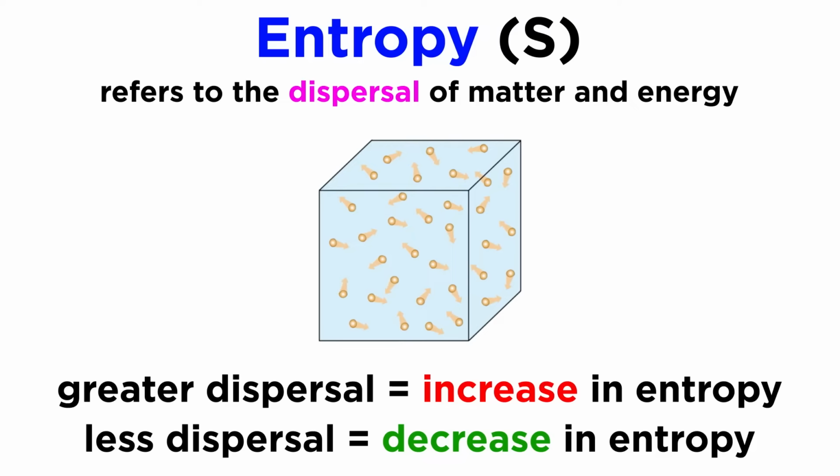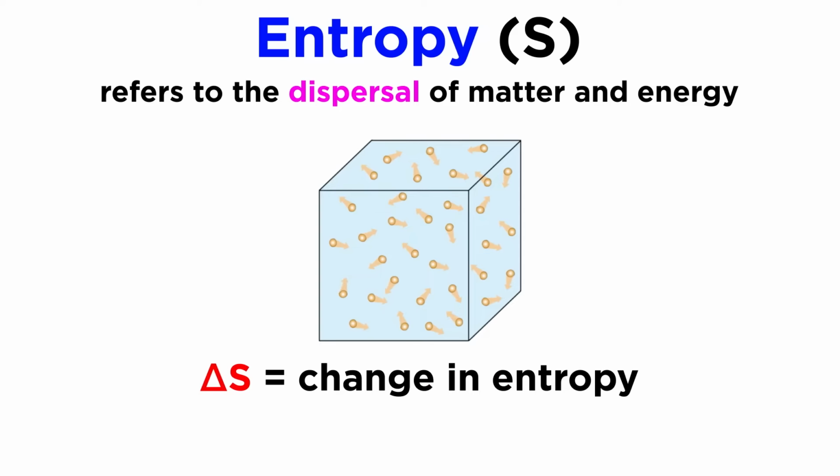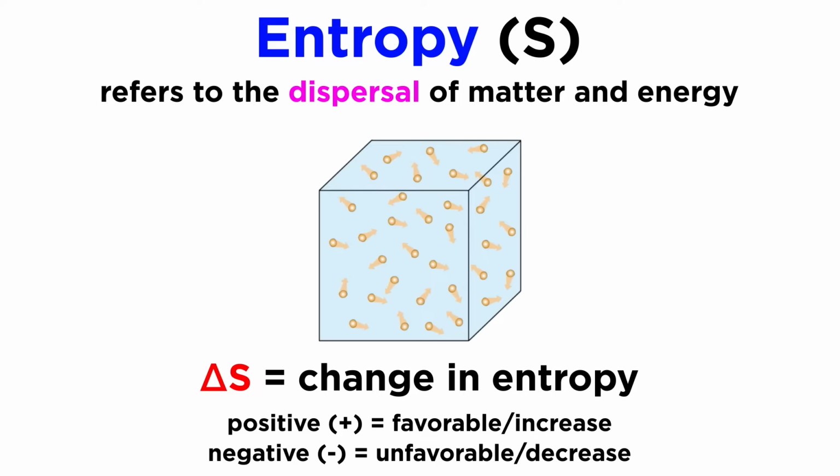We will represent entropy with a capital S, so delta S will be the change in entropy, and this will take on a positive value for an entropically favorable process, where entropy increases, and a negative value for an entropically unfavorable process, where entropy decreases.